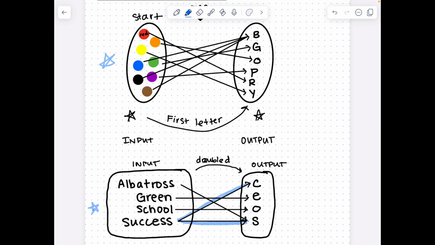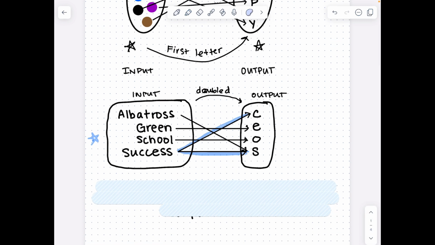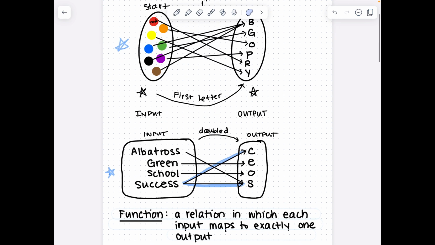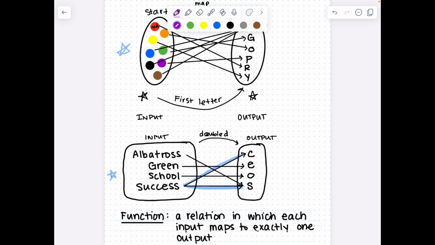So to emphasize this distinction, we have a new vocabulary word called a function. A function is just a relation, like the two relations we've talked about, in which each input maps to exactly one output. So when we consider our two examples, the one with the colors at the top is a function. Each color name has exactly one first letter. The second one, though, is not a function. It is still a relation. There's a rule that gets us from input to output, but it's not specifically a function.